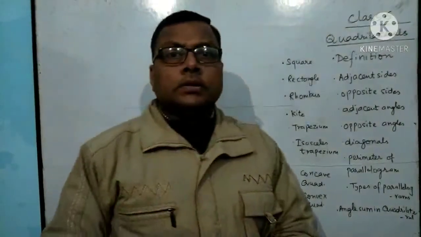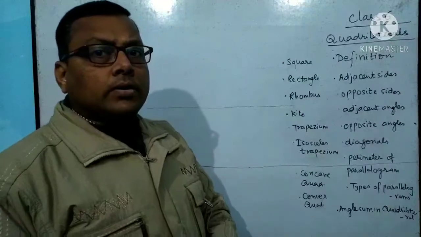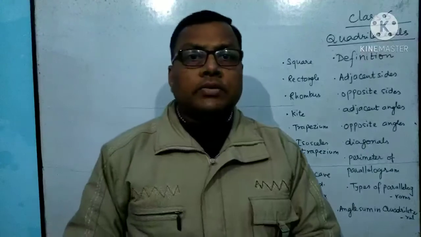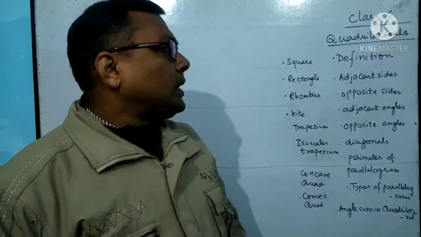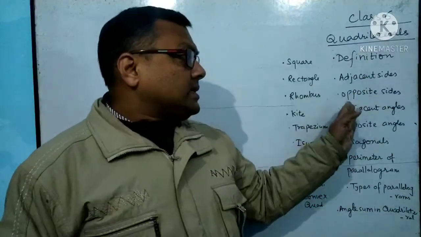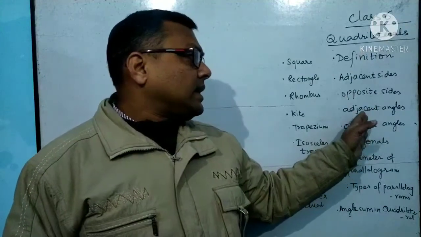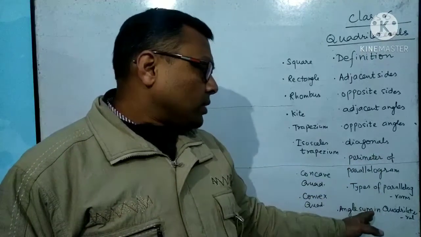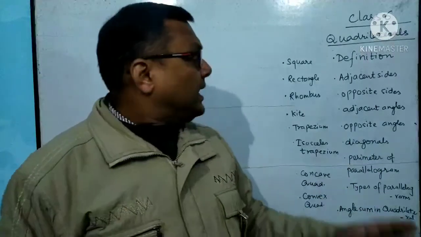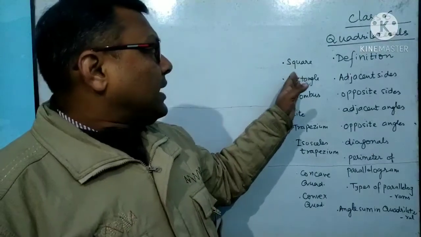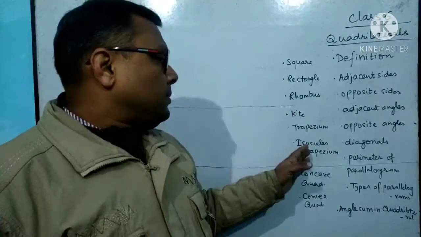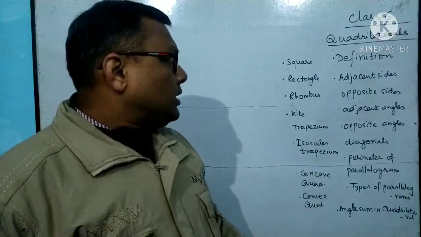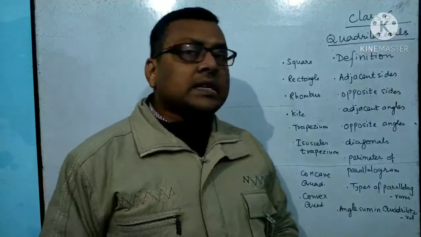Hello students. In today's online class we are going to study class 6 quadrilaterals, under which we are going to study the definition of quadrilateral, the adjacent sides, opposite sides, adjacent angles, opposite angles, diagonals, perimeter of parallelogram, types of parallelograms, angle sum property of quadrilateral, and properties of rectangle, square, rhombus, kite, trapezium, isosceles trapezium, and concave quadrilateral and convex quadrilateral. We will discuss these things one by one.